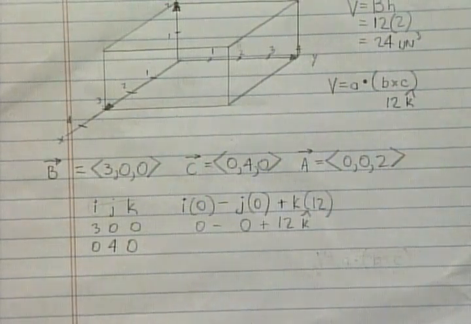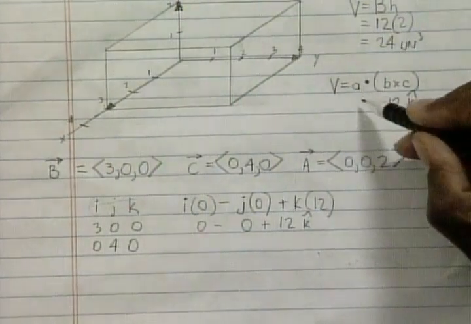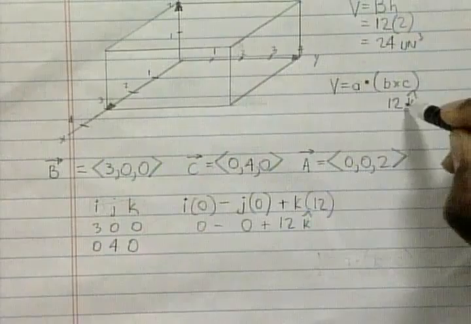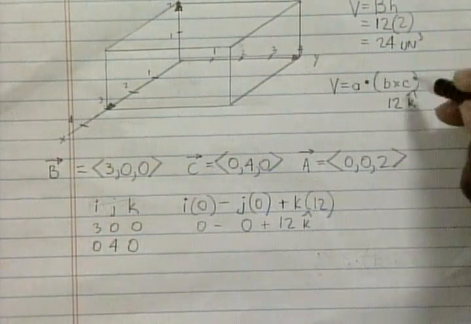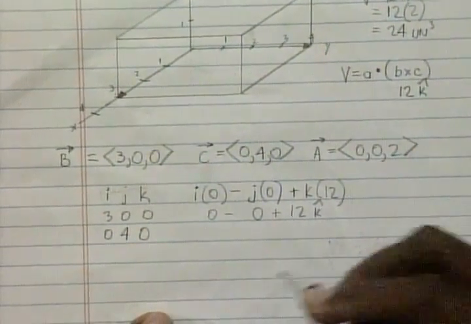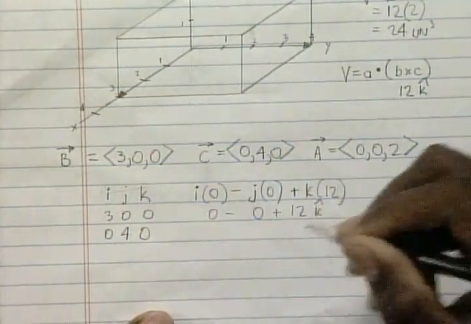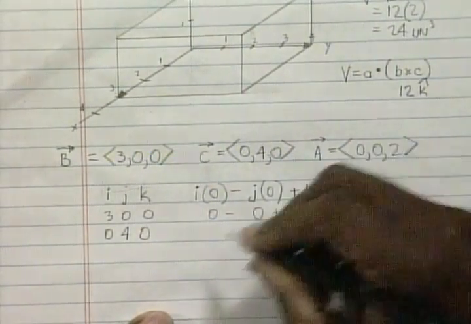Now what you need to do is find the dot product of vector A and the cross product. The way you would do that is, vector A, we said, was 0.